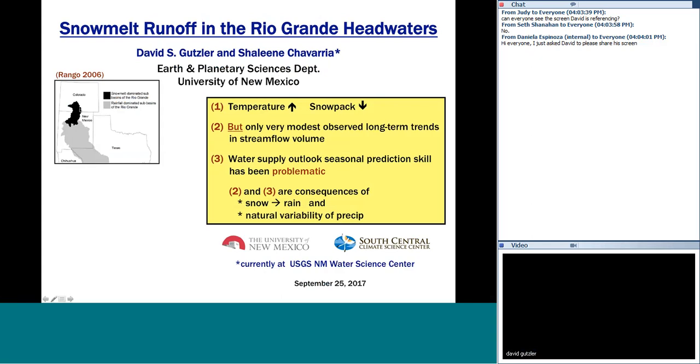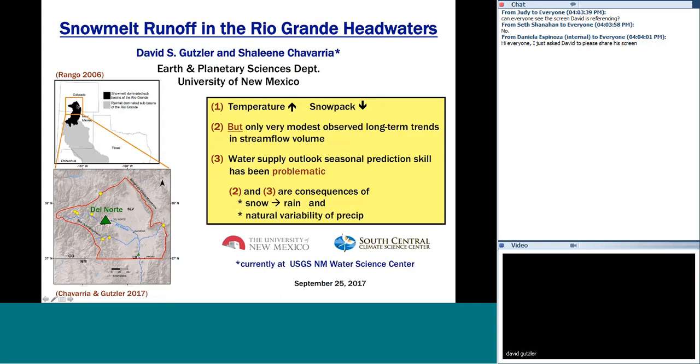So, as I said before, we'll be looking today principally up here in the upstream end, and there's a map here of the headwaters of the Rio Grande in southern Colorado with a big green triangle for the location of the Del Norte gauge, which is the principal focus of my presentation. And we'll be hearing more about snowpack processes from David Clow in a few minutes and his colleagues.